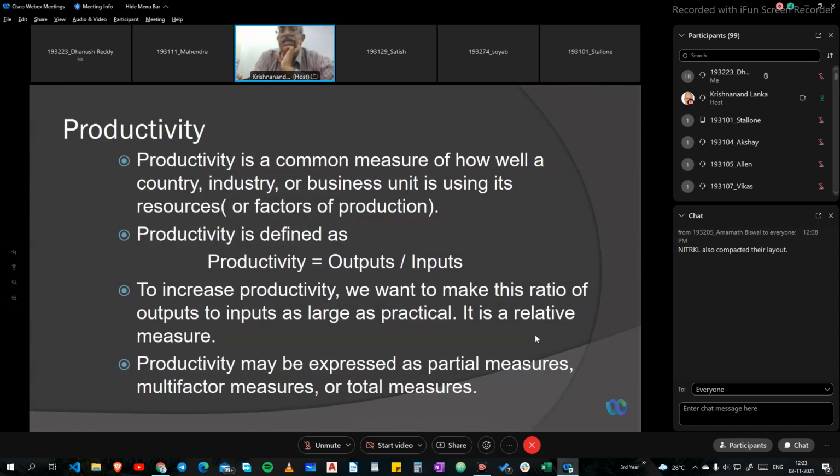What is the dollar value of the goods and services a country is producing? That indirectly gives a common way to find out the productivity of a country. And now, if you take industry, each industry follows its own productivity measures.